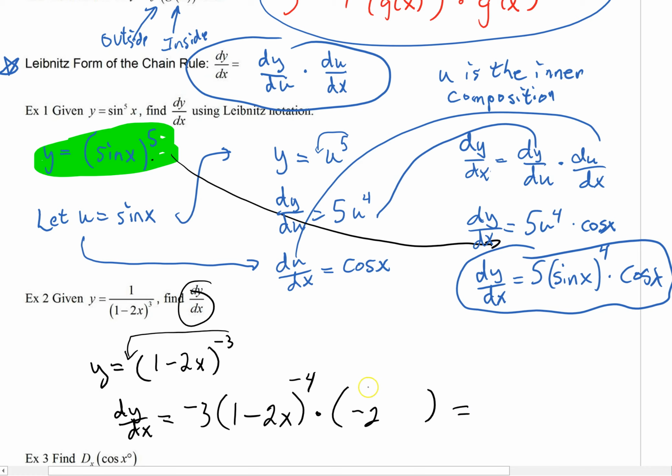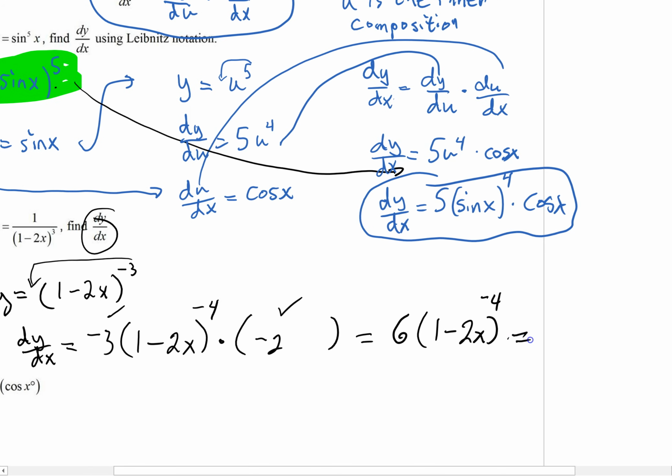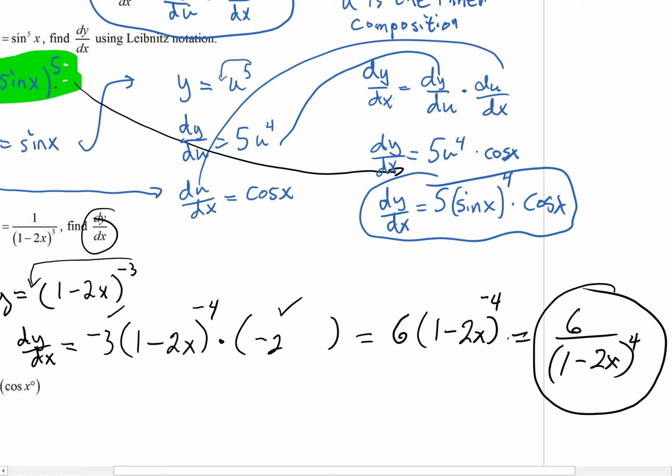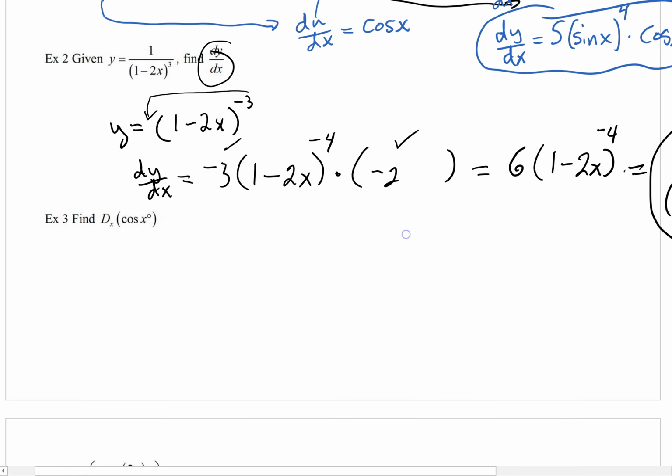So let's just work this out. Negative 2 times negative 3 is a positive 6. Guys, you could leave your answer like this. This would be fine. Of course, we could also write that as just bringing that 1 minus 2x to the bottom. And there you have it. Okay, so that's the derivative of the outside multiplied by the derivative of the inside. Let's take a look right here at number 3.